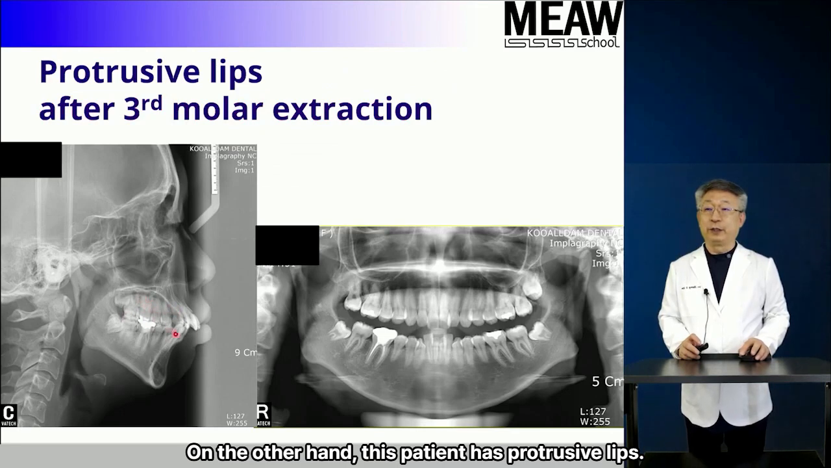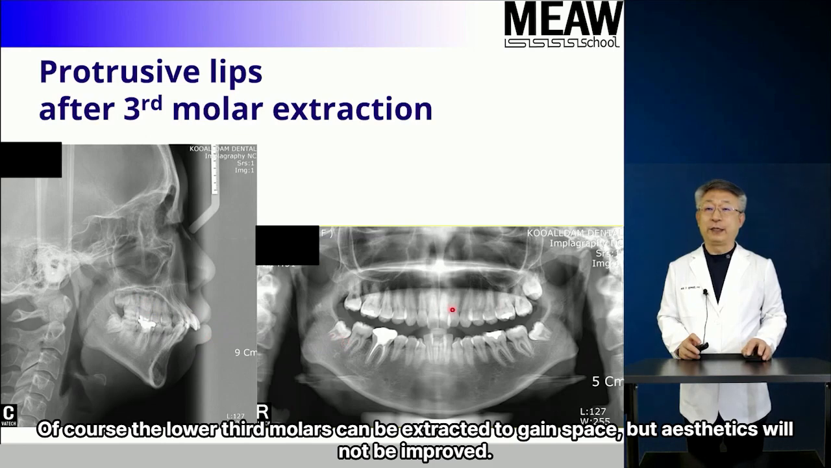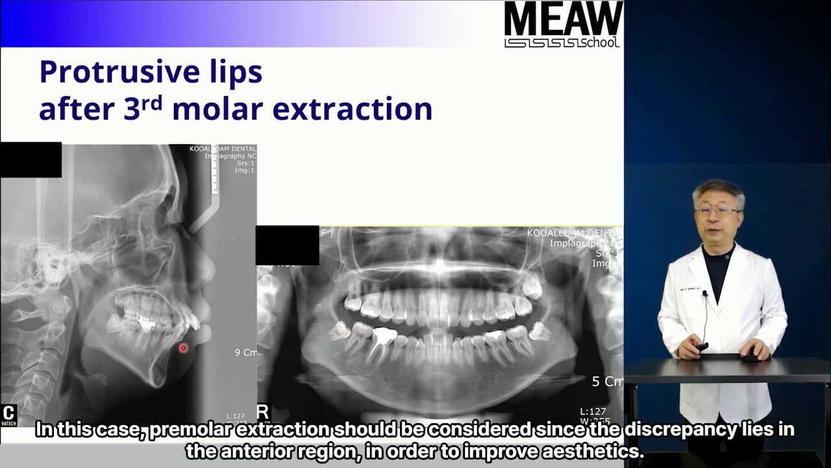On the other hand, this patient has protrusive lips. Of course, the lower third molars can be extracted to gain space, but aesthetics will not be improved. In this case, premolar extraction should be considered since the discrepancy lies in the anterior region, in order to improve aesthetics.